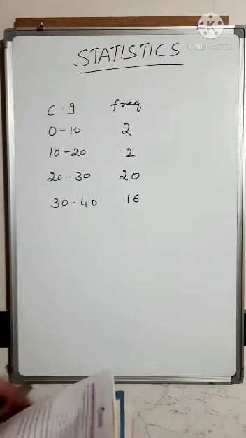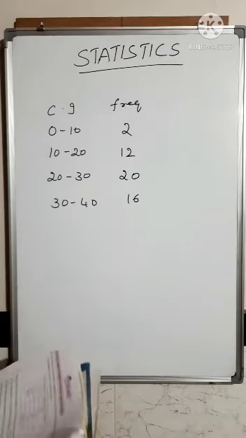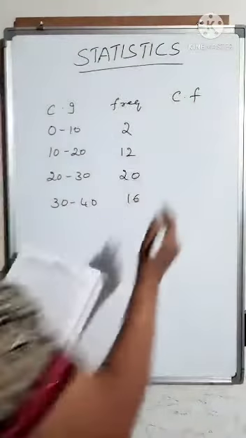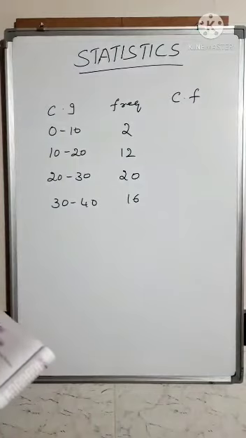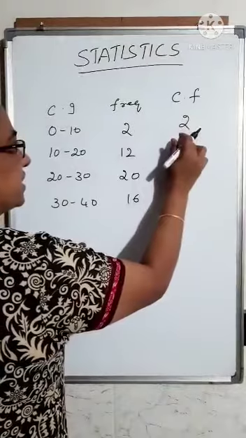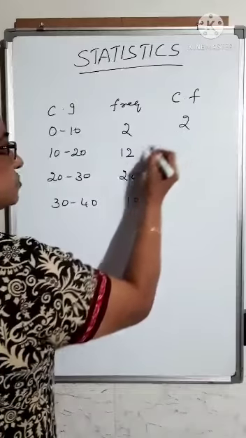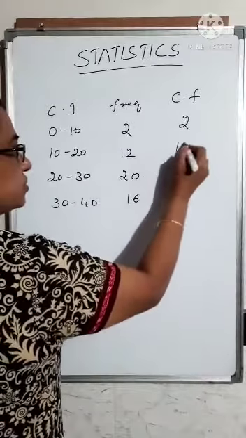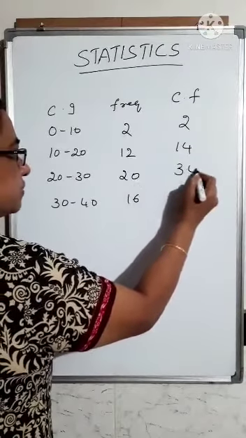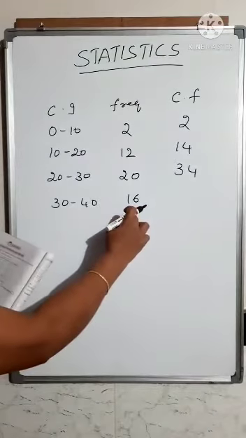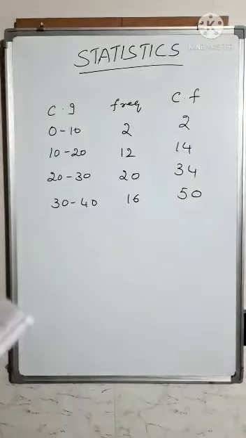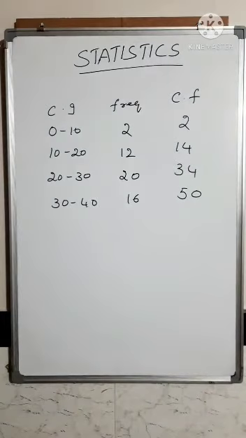So how to find out the less than cumulative frequency? I'll write this as cumulative frequency. To write the cumulative frequency of less than type, you have to write the first frequency as it is, then add this to the next number, that is 12 plus 2, which is equal to 14, then 14 plus 20, which is equal to 34, 34 plus 16, which is equal to 50. So this is how you find the cumulative frequency of less than type.